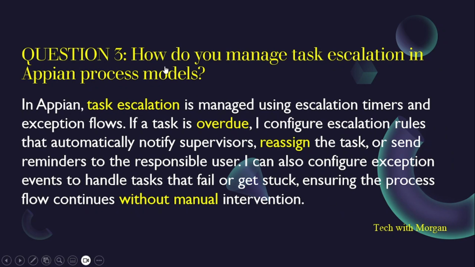Question 3. How do you manage task escalation in Appian process models? In Appian, task escalation is managed using escalation timers and exception flows. If a task is overdue, I configure escalation rules that automatically notify supervisors, reassign the task, or send reminders to the responsible user. I can also configure exception events to handle tasks that fail or get stuck, ensuring the process flow continues without manual intervention.